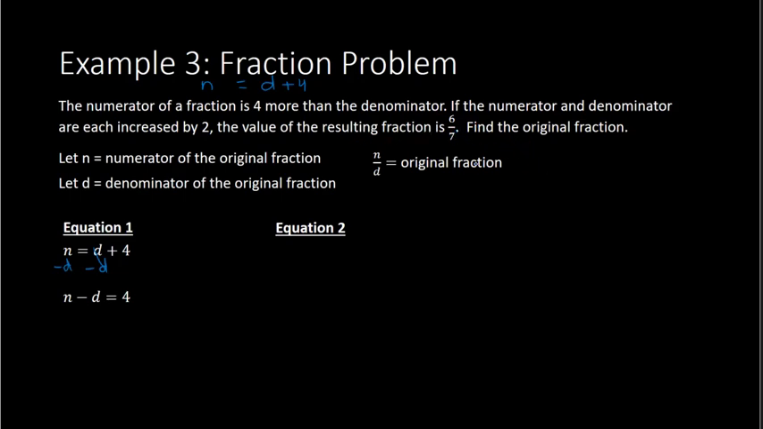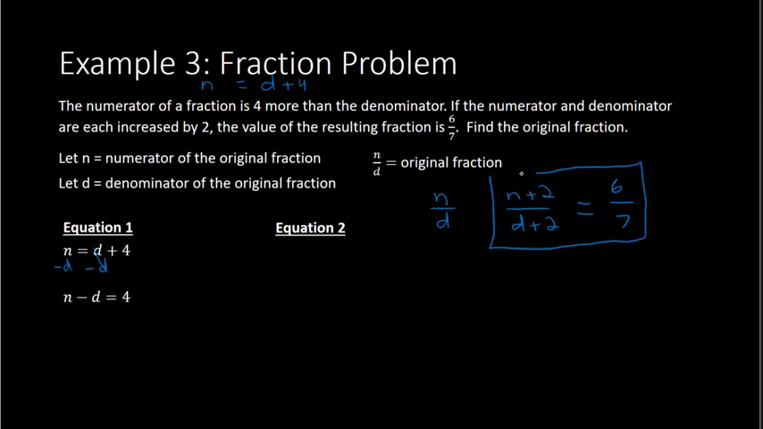So what I do is I use this right here, this n over d for the original fraction. And it says here, I increase both the top and the bottom by 2. So that means I'd take n plus 2 and then d plus 2. And it says the value of the resulting fraction is 6 over 7. So whatever that is, the value is going to equal 6 over 7. So this right here is my second equation. N plus 2 over d plus 2 equals 6 over 7.